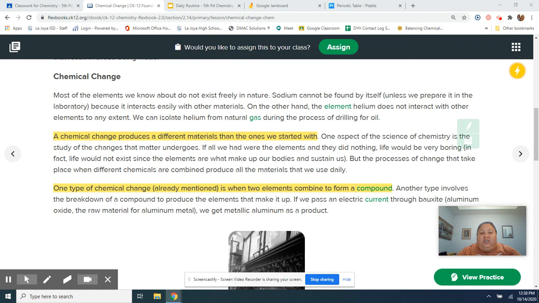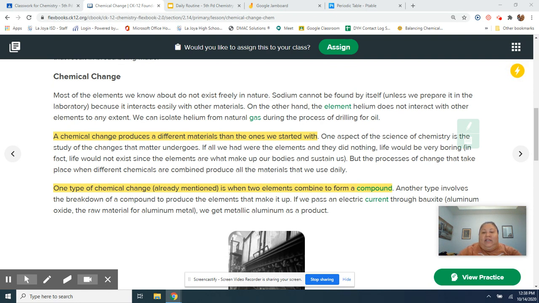Another type of reaction is when compounds break to produce elements. So if I have water and I pass electricity through it, it will break it up into hydrogen and oxygen gas. And we saw an example of it last week.